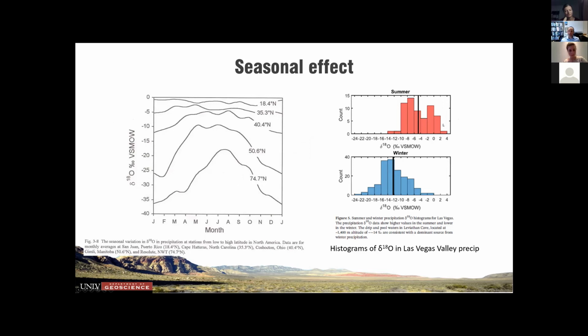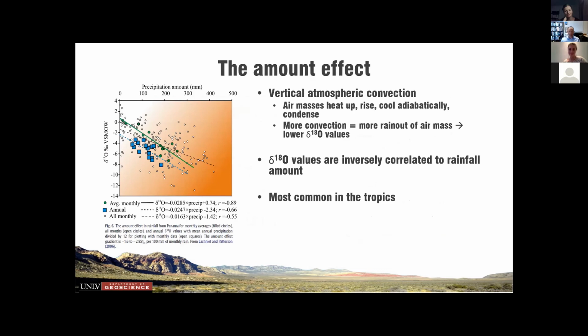So on the right, these are histograms from precipitation in the Las Vegas Valley, which I collect at my house and on the top of the roof of my building here. And you can see that the oxygen isotopic values of winter are significantly more negative than those during the summer. So create these types of plots for your own cave sites to help you understand what the dominant controls are. Okay, I'm going to talk a little bit about the amount effect.